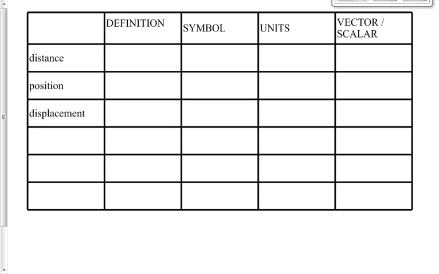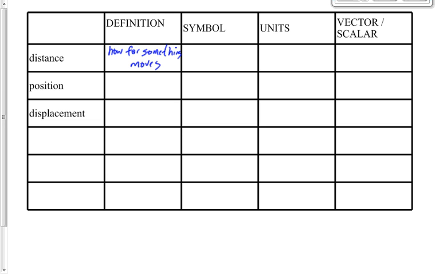Distance, anybody want to define distance for me? Pick the easy one. Distance. Jordan, how would you define distance? It doesn't have to be a perfect science definition, just how would you define distance? Yeah, or how far something's moved. Sure, that works. Okay, let's do that. Let's say it's how far something's moved. Or how far something moves.